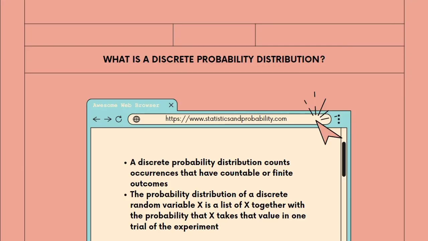A discrete probability distribution counts occurrences that have countable or finite outcomes. This contrasts with a continuous distribution where outcomes can fall anywhere on a continuum. The probability distribution of a discrete random variable x is a list of x's together with the probability that x takes that value in one trial of the experiment.